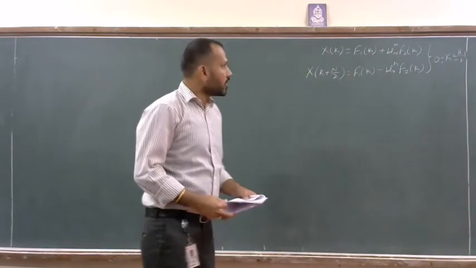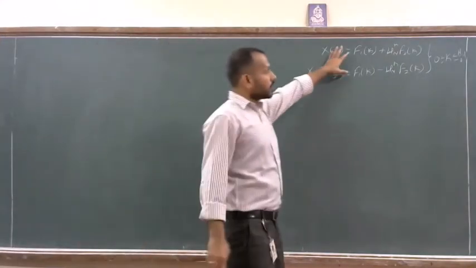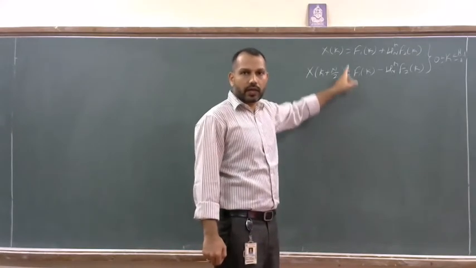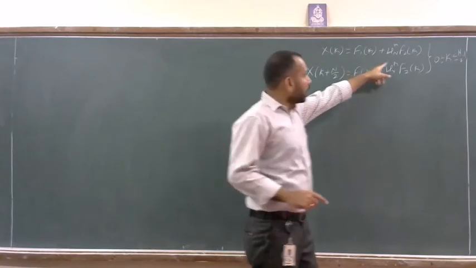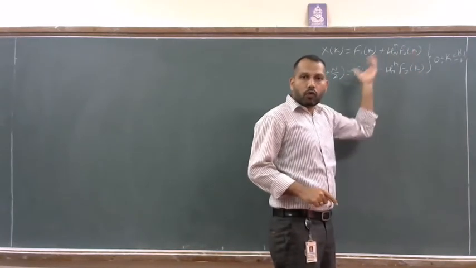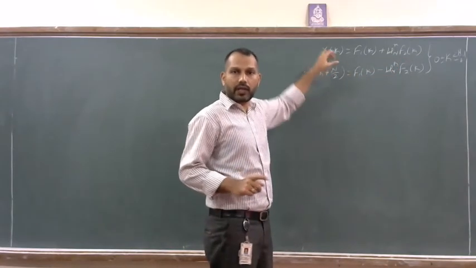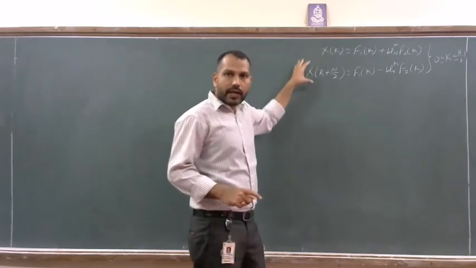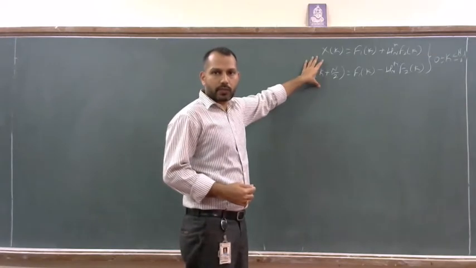Now these two equations combined give us one 8-point DFT, where F1 of k is one 4-point DFT, and F2 of k is another 4-point DFT. These two 4-point DFTs are combined to give us one 8-point DFT. The first 4 DFT points are given by the first expression, and the last 4 DFT points are given by the second expression.